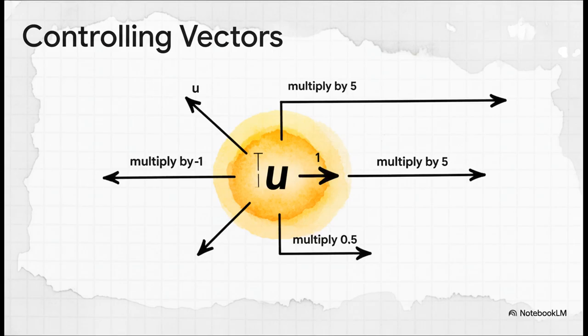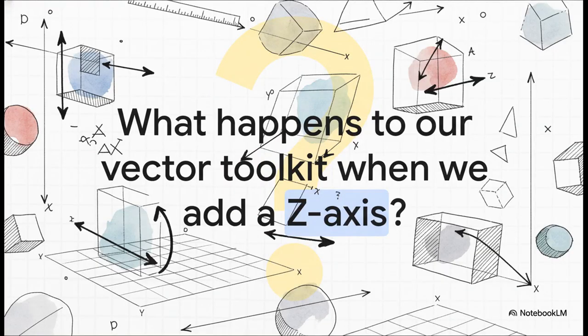Want to make it longer? Multiply by a big number. Want it shorter? Multiply by a fraction. And if you want to completely flip it around, just multiply by a negative number. This technique is going to be your best friend as you get into more advanced problems. So we've successfully put together our toolkit for dealing with vectors in a flat 2D world. We know how to build them, how to measure them, how to change their length and direction.